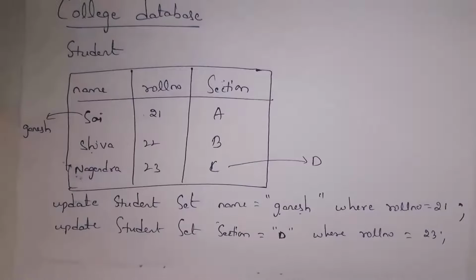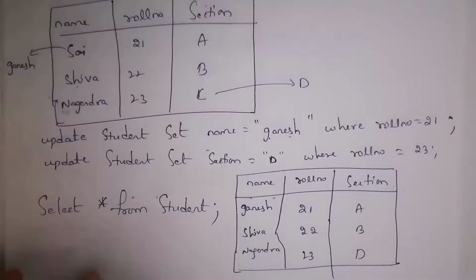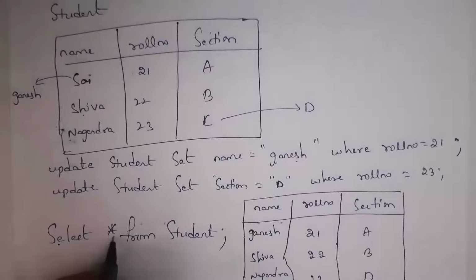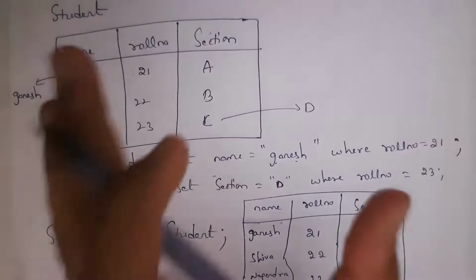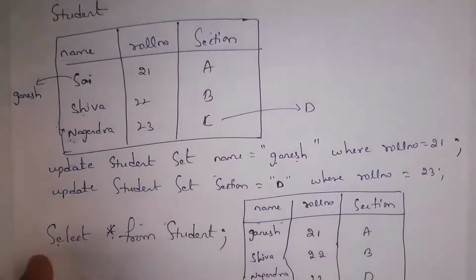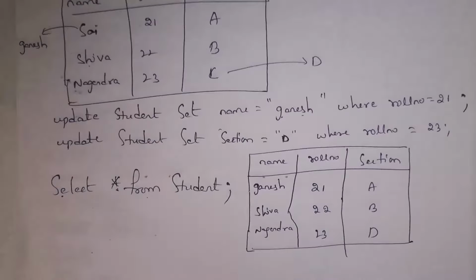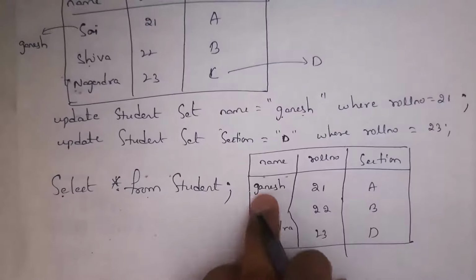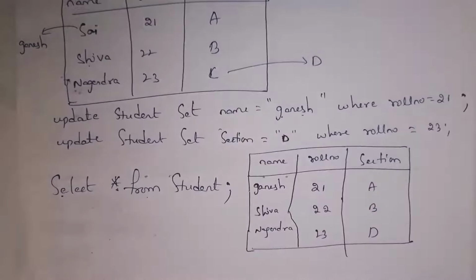Now I want to check whether data is updated or not. In order to check whether data is updated or not, you need to write this code, that is select star from student, where star means complete columns. It will display all these 3 columns as output. Whenever you write this code and click enter, it will display all columns from student table. So this is my output. If you observe this table, it changed name Sai to Ganesh and section C to D. This is how we update data.